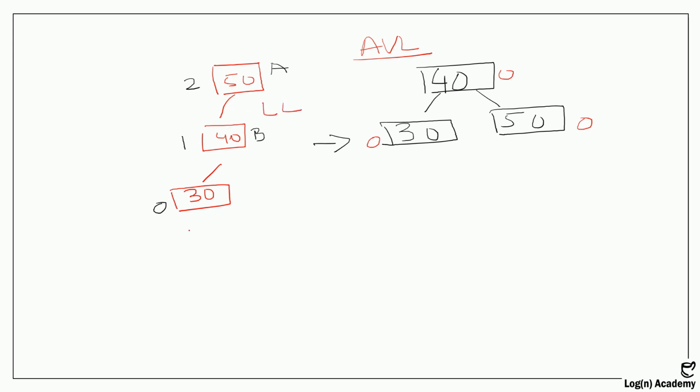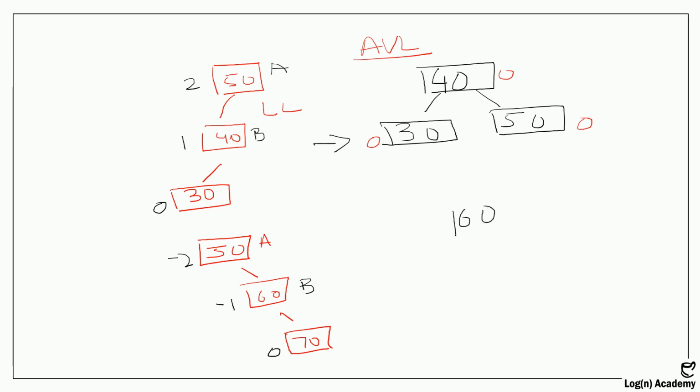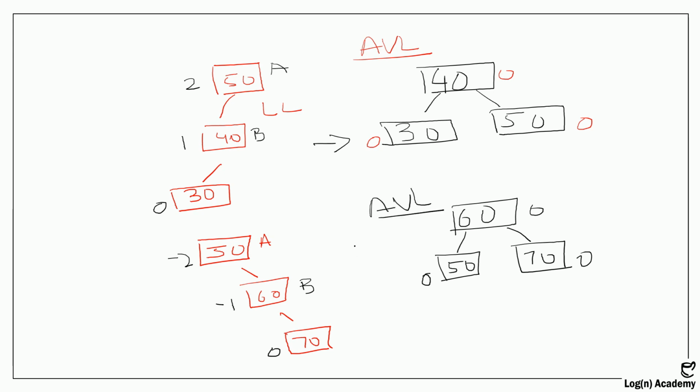Okay, for RR it's also very simple. So let's take the RR case, and we have 60 here and we have 70 here. For RR case, this is A. The balance factor of 70 will be 0. For 60 it's minus 1, and for 50 it's minus 2. So we will make the child B, right? We will mark B for the child of A, and now we will make 60 a parent, and we'll make 50 a child of B. Sorry, 50 will come here because it's smaller, and here we will write 70. And now the balance factor of 50 is 0, 70 is 0, and 60 is also 0. So now we have balanced, and this is an AVL tree.